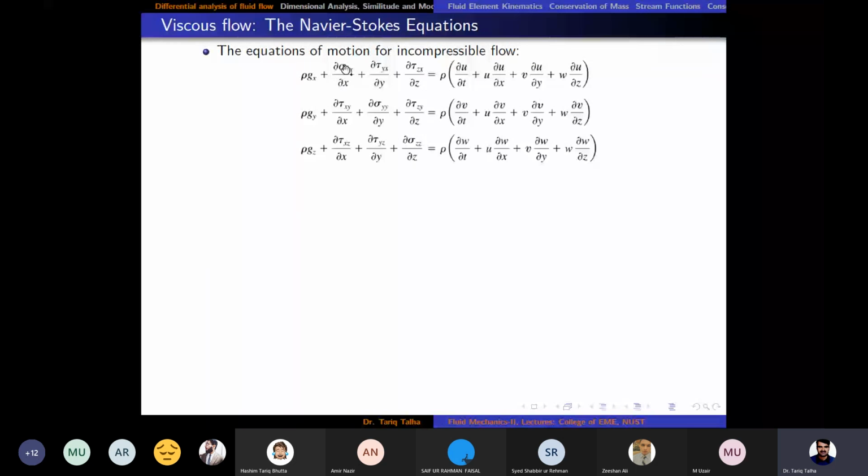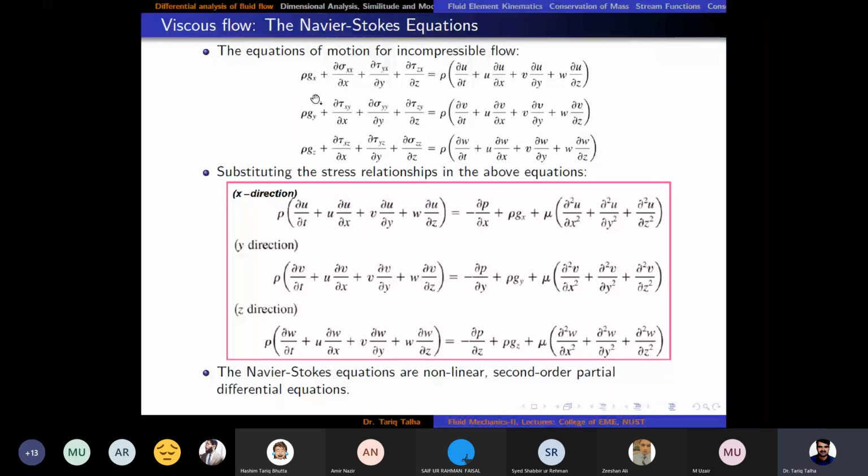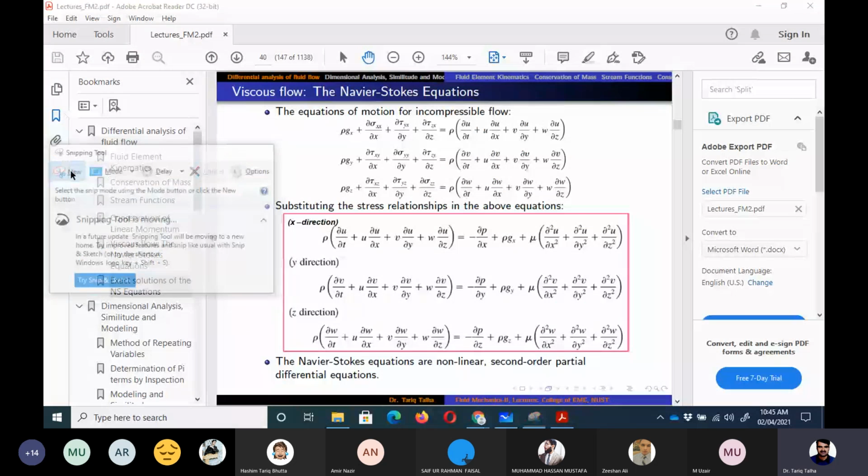Now we have these equations. If we put these relations of sigma xx, tau xy into these equations, we can get the governing equations. Coming from this point to this point needs a little bit of mathematical manipulation, which is not shown in your textbook. So let us do that: how we can derive this x direction momentum equation from this governing equation in terms of stress. Let me first of all copy the first equation from here.